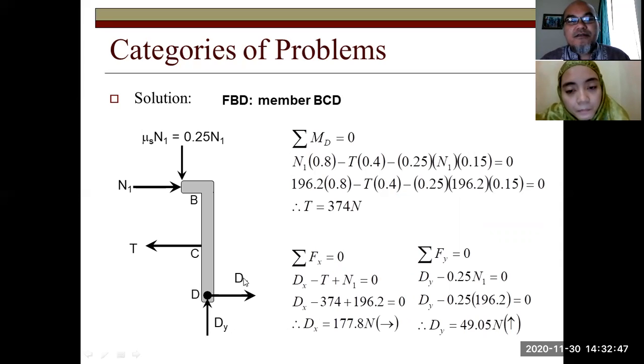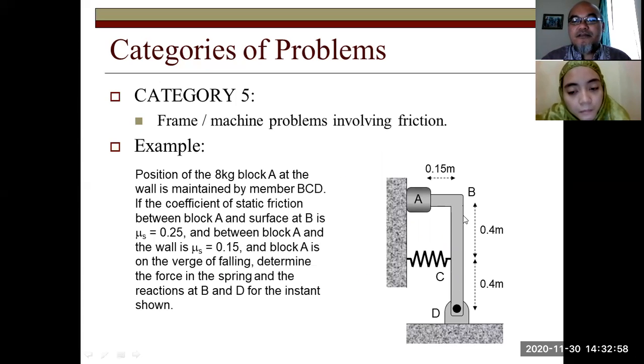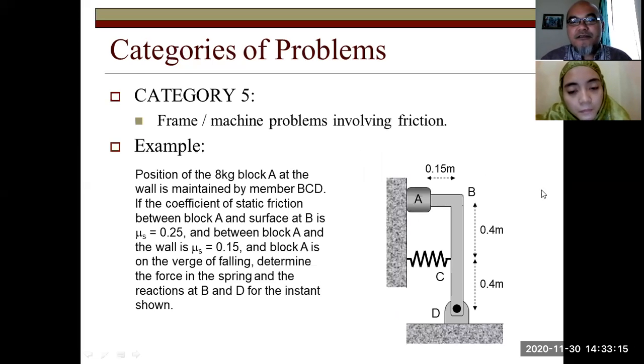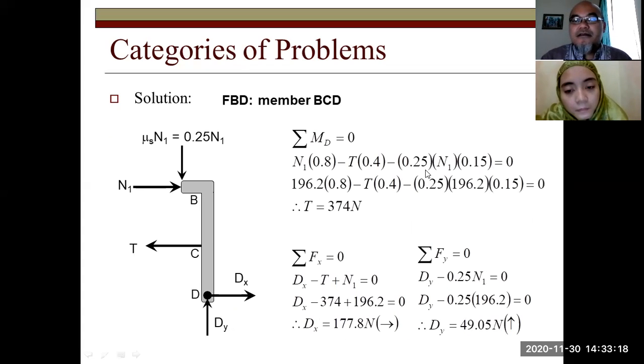Sigma moment about D equals 0, so we don't need to be concerned with Dx and Dy. N1 times the length here, 0.4 plus 0.4 is 0.8, minus T times 0.4 because the spring is at the middle, minus 0.25 N1, because it is downward, times the length here, 0.15 meter, equals 0. So from here we can calculate the value T. T equals 374 Newton.